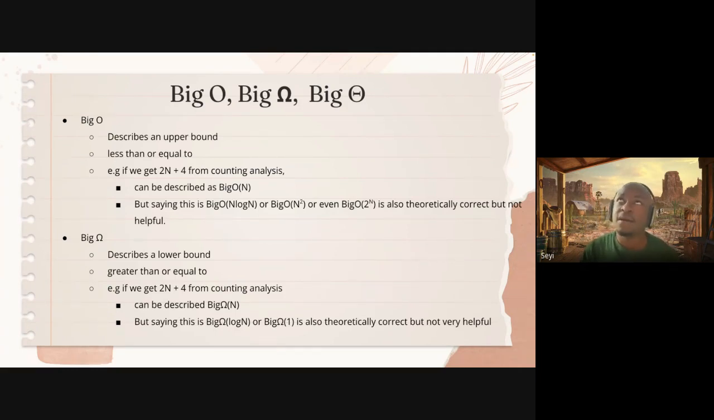Now, the big omega describes the lower bound. It means this is greater than or equal to this function. So when I say the big omega of something is this, I'm saying that this function is going to be greater than or equal to this function. Now, if we get 2n plus 4 from counting analysis, we can describe it as big omega of n. We can also say it's big omega of log n, because that function will perform better than log n. We can also say it's big omega of 1, but it's not very helpful.